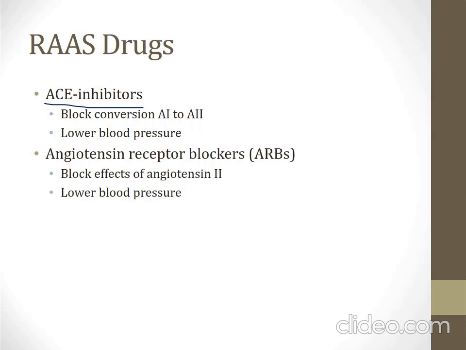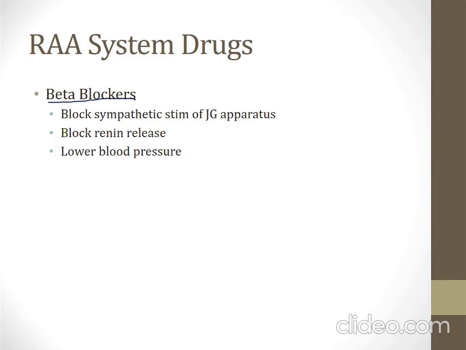ACE inhibitor drugs block the ACE enzyme, which converts angiotensin I to angiotensin II, and this effect will lower blood pressure because there'll be less activity of A2. Angiotensin receptor blockers, or ARBs, directly block angiotensin II at its receptor, and they also lower the blood pressure. Beta blockers have many effects, but one of them is to block the sympathetic nervous system stimulation of the JG apparatus and therefore block renin release, and this is one of many mechanisms by which beta blockers lower blood pressure.